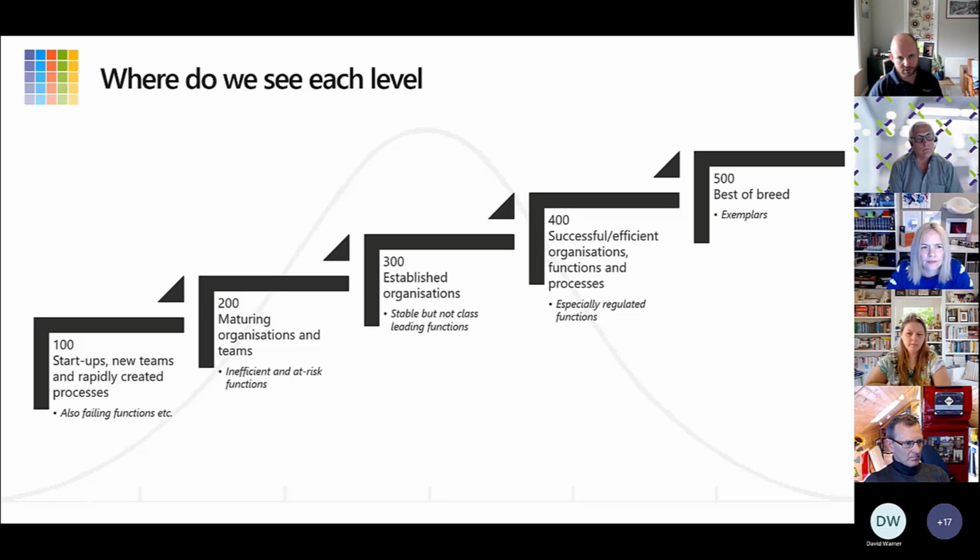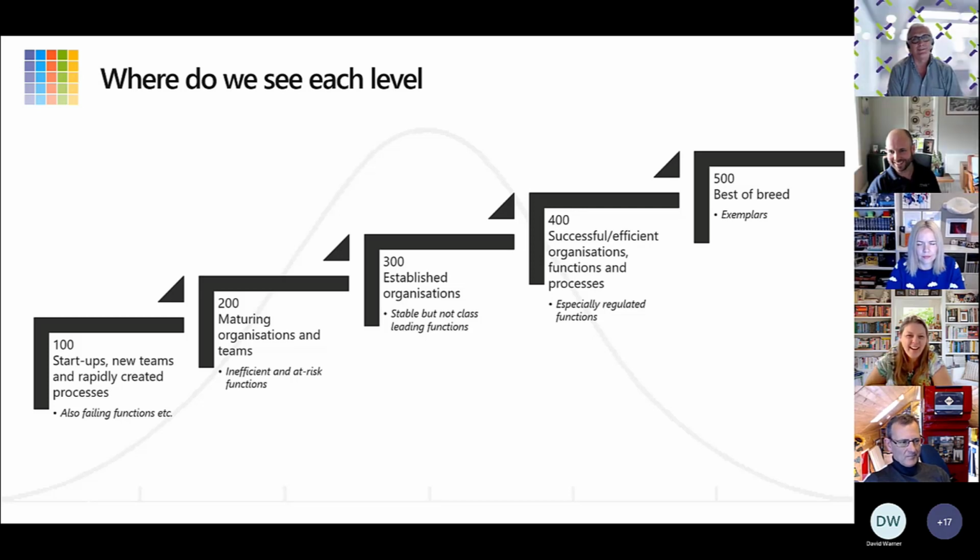And then finally level 500, your best of breed custom development, you're delivering a new version every 10 seconds. You're doing maybe 10,000 deployments a day in the customization development world. So those exemplars are really pushing the boundary. Microsoft is begging you to write white papers about you.